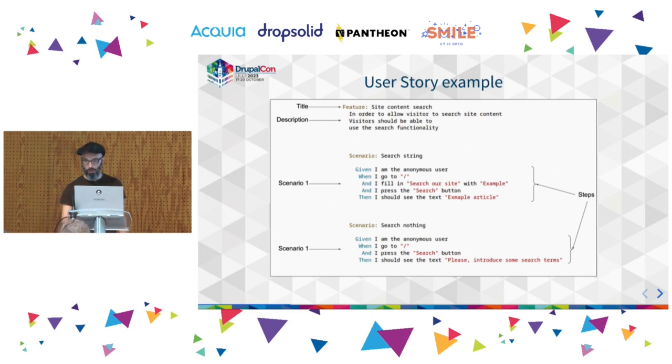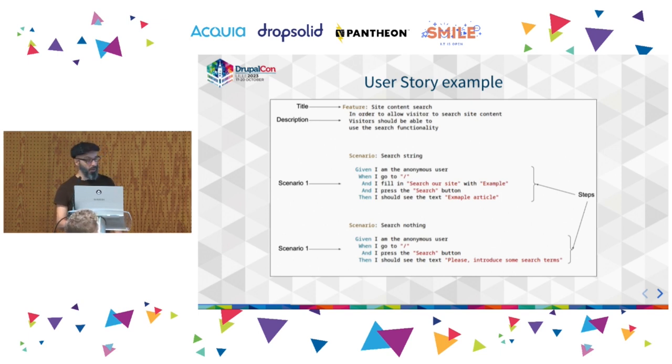Here is a user story using the Gherkin language. As you can see, we have a title. Then we have a short description of the user story. In this case, this is a user story to allow a user to search the site. And below the description, we have two different scenarios where we describe different ways of doing the functionality. In this case, the first is just regular standard search. The anonymous user goes to the home page, then in one field, search, types a string, and then just clicks the search button. And as you see, the test says that there is a string that should be displayed. In this case, the example article. There is a typo. Sorry.